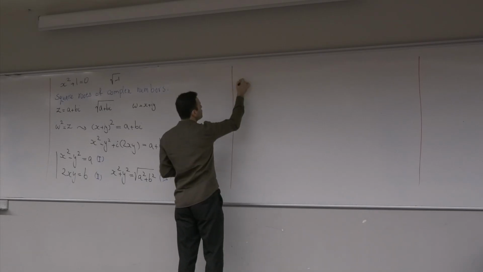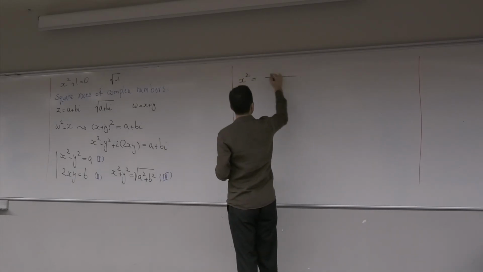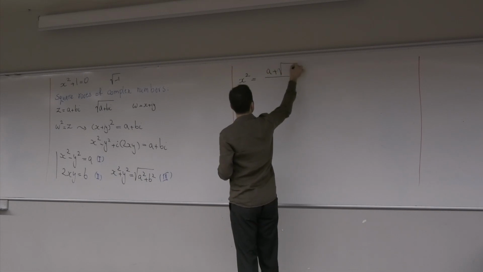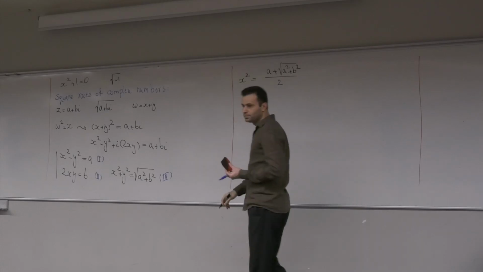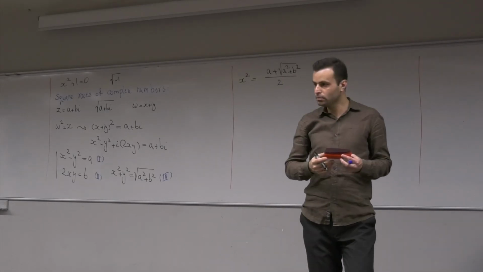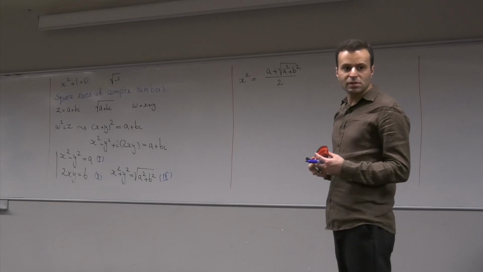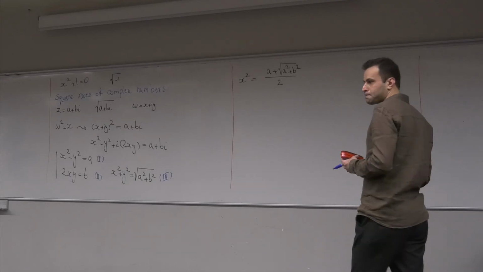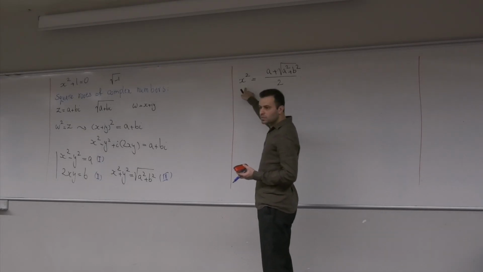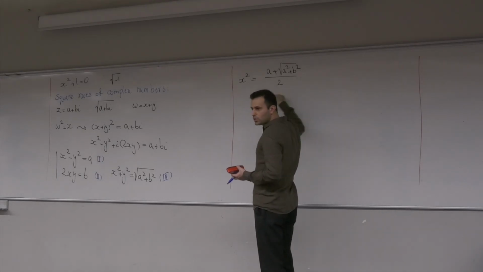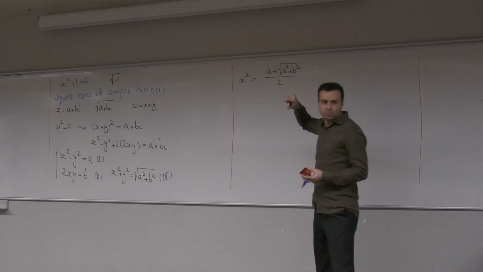Means that our x to the power of 2 will be equal to a plus the square root of a to the power of 2 plus b to the power of 2, divided by 2. Okay? What about x? What can we say about x itself? For finding x, I need to just take the square root of this one, right? But look at this. Is this a positive number or a negative number?